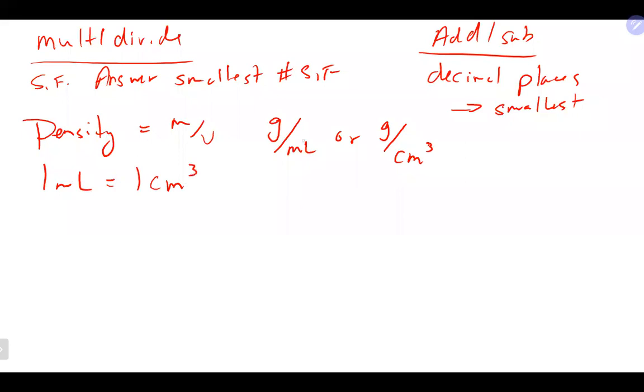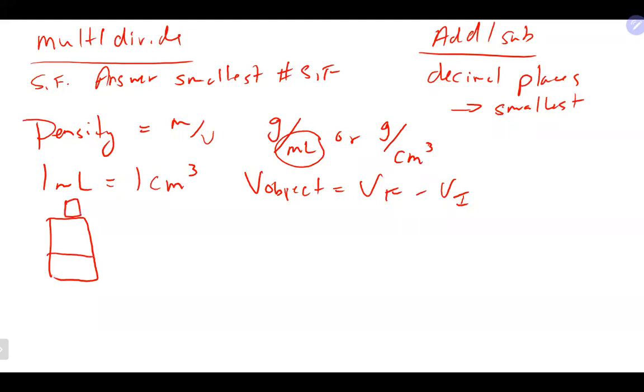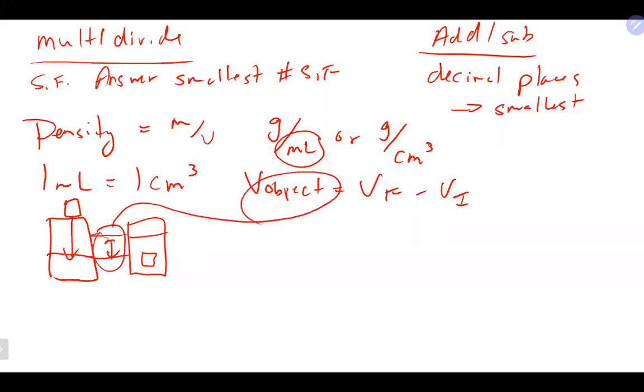We do often get volume a couple of different ways. We could just take a volume reading. We could do volume by displacement, like we did in the lab and talked about in the lecture last time. With volume by displacement, you can find the volume of the object by taking the final volume minus the initial volume. You displace some water, you put a solid in there, the liquid level will rise, and that difference in the volume is the volume of the object.